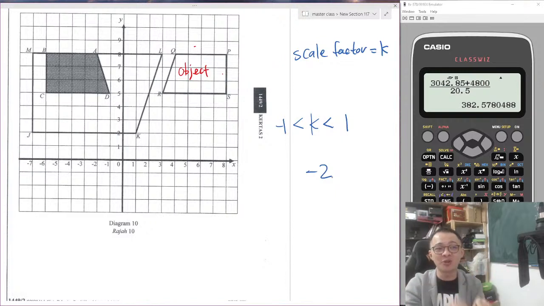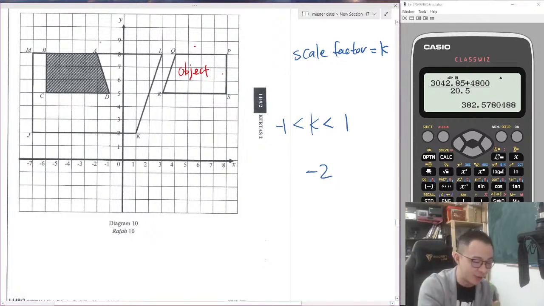So -2 also becomes bigger, but in a different direction. Then I go to the second question, which the student asked me. What is the meaning of skew factor is negative? One of the easiest answers I can give you is, if skew factor is negative, you can see the image and object will twist in a different direction.